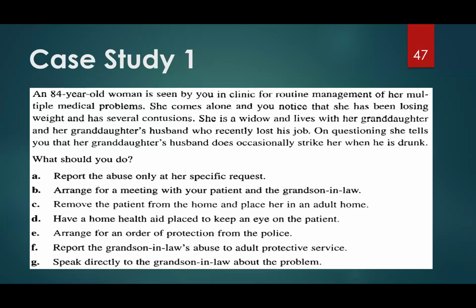What should you do? Report the abuse only at her specific request. Arrange for a meeting with your patient and the grandson-in-law. Remove the patient from the home and place her in an adult home. Have a home health aide placed to keep an eye on the patient. Arrange for an order of protection from the police. Report the grandson-in-law's abuse to adult protective services. Speak directly to the grandson-in-law about the problem. What is the best choice in this case?